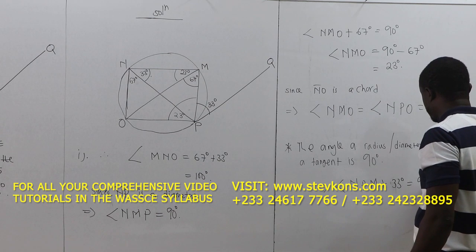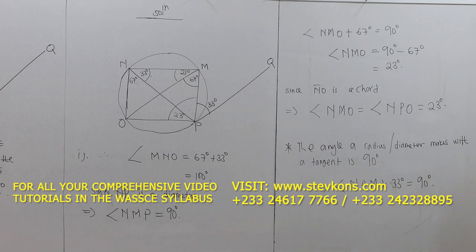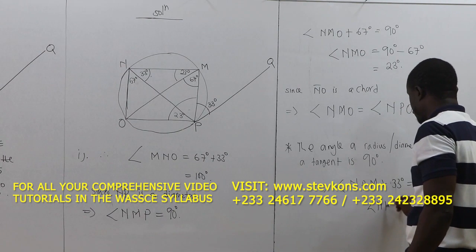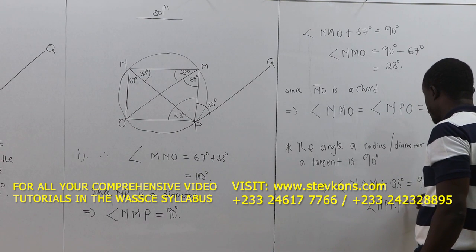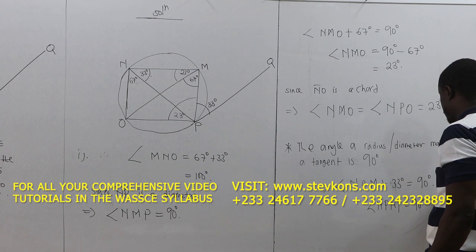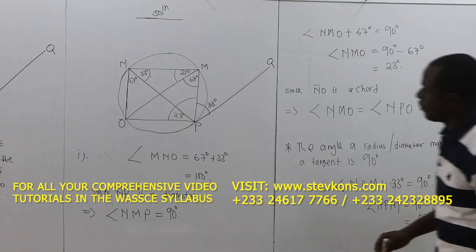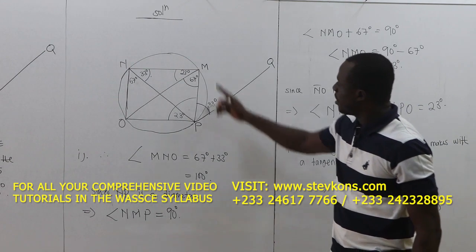This is equal to 90 degrees. So clearly angle NPM is equal to 90 degrees minus 33 degrees. And 90 minus 33, that's 57 degrees. What are we looking for? Definitely we should look for MPO.